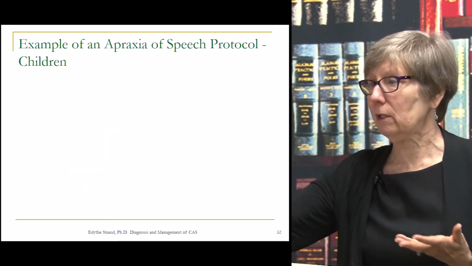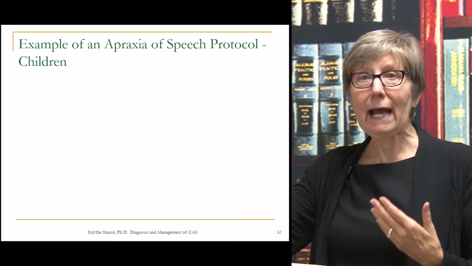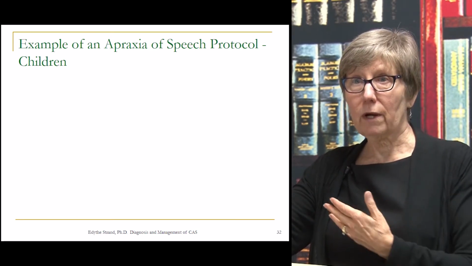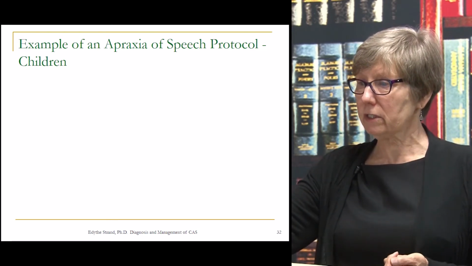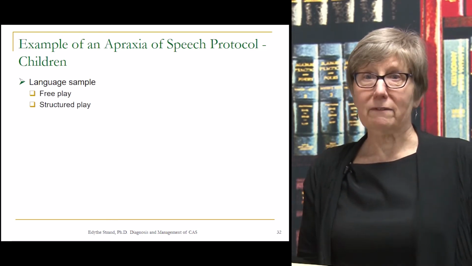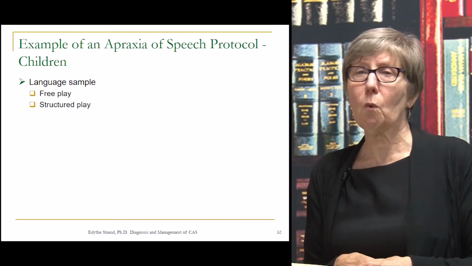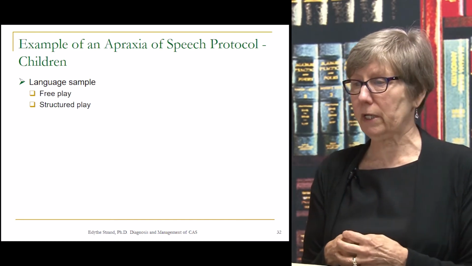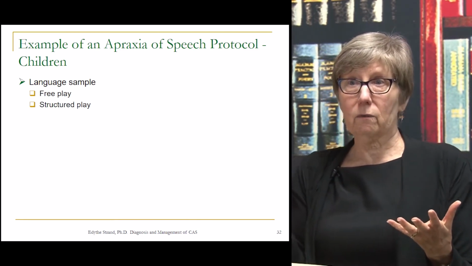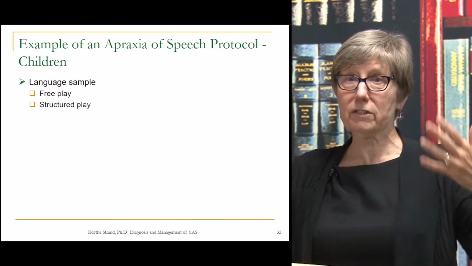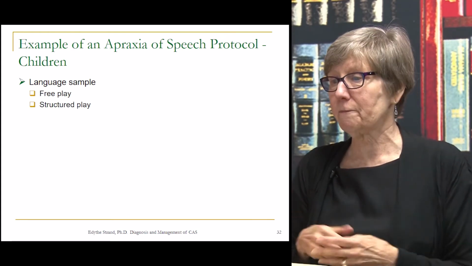Here's an example of a speech protocol for children that will help you determine whether or not that child has characteristics of apraxia of speech. So first, we do a language sample. We do this with most of the kids we see, don't we? Especially the younger kids or kids that have more severe speech impairment. So we do this language sample in free play, where we make observations based on whatever the child happens to bring up or say or produce.